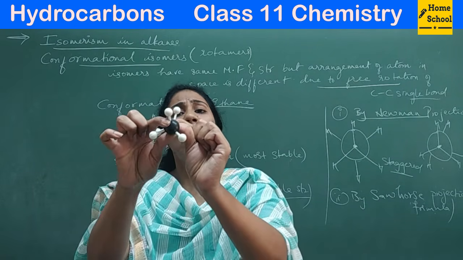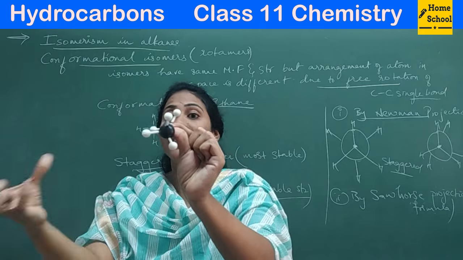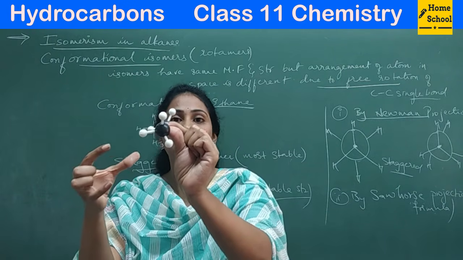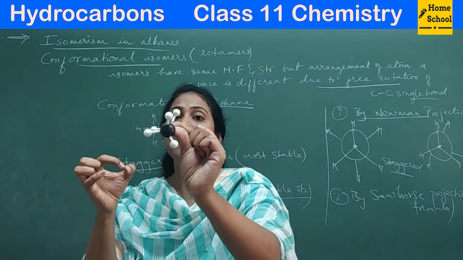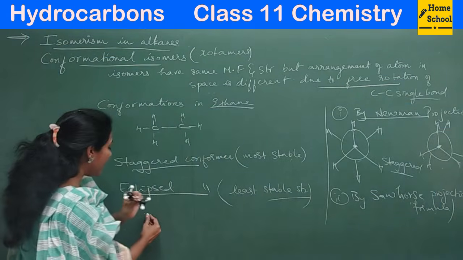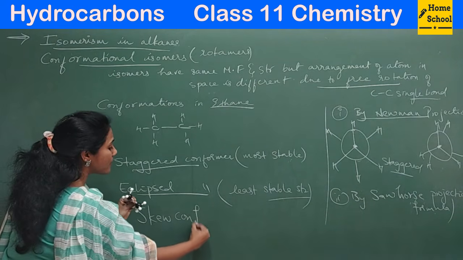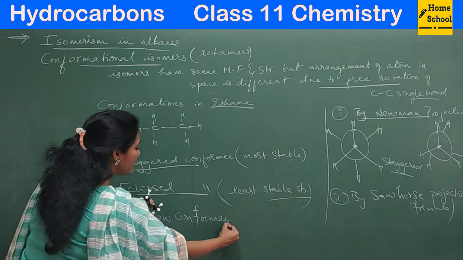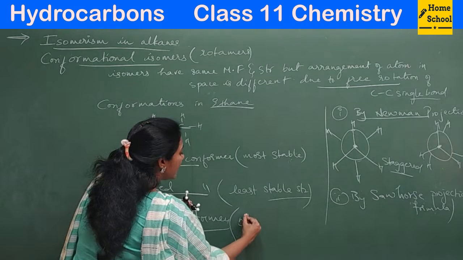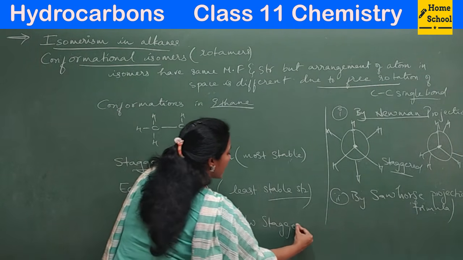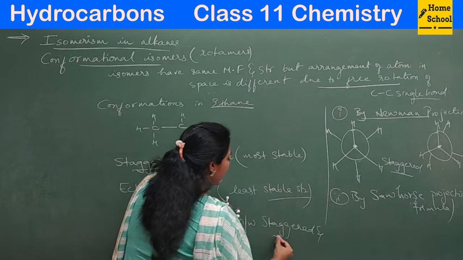Then for all the remaining conformers between staggered and eclipsed, lots of rotations are possible, right? Lots of conformers are possible. All of them are collectively called skew conformers. So what do you mean by skew conformers? They are the conformers that come in between staggered and eclipsed.